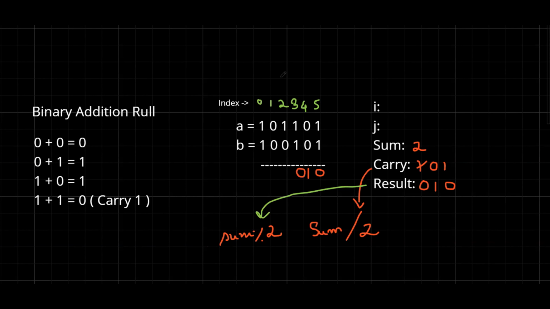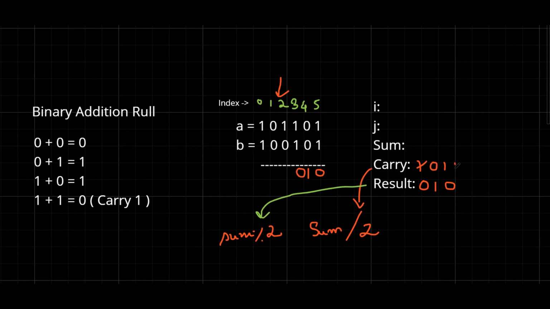Now our current pointer is indicating this element, which is 2. Here the summation of 1 and 0 is 1, but we have 1 carry. So the summation of 1, 0 and 1 is 2. So for the carry, we have to divide 2 by 2.